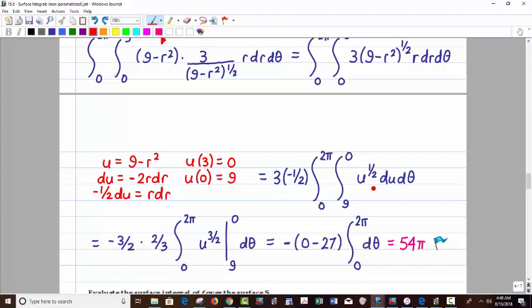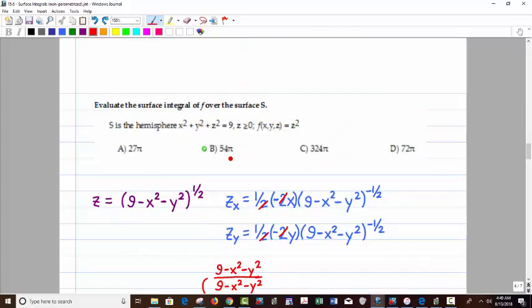So the antiderivative of u to the 1/2 is 2/3 u to the 3/2 from 0 to 9. So that completely cancels out except for the negative. So I have the negative of 0, 9 to the 3 halves is 27. So I have the negative of negative 27, which of course will be 27. And now I go 0 to 2 pi d theta. I just didn't bother to write theta down there, but all that does is bring a theta in there. So you have 27 times 2 pi, which is 54 pi. Look at us go here.